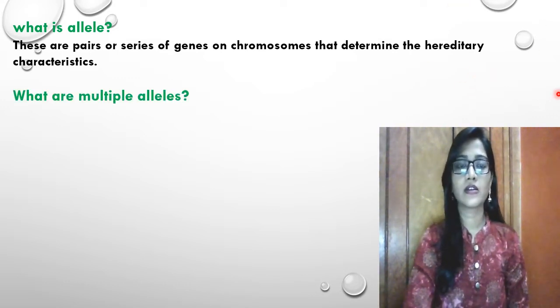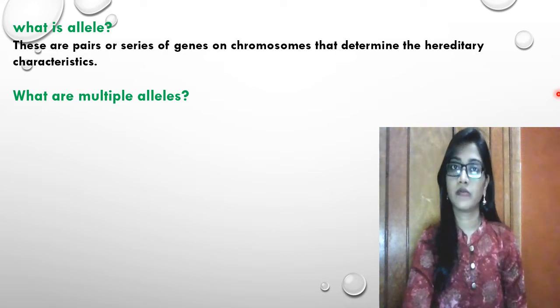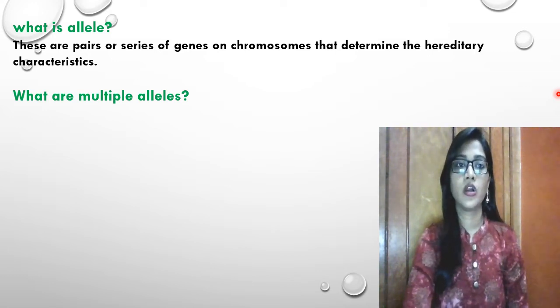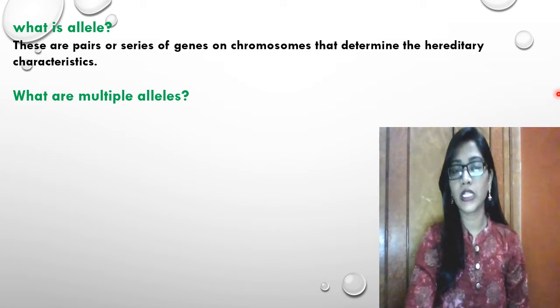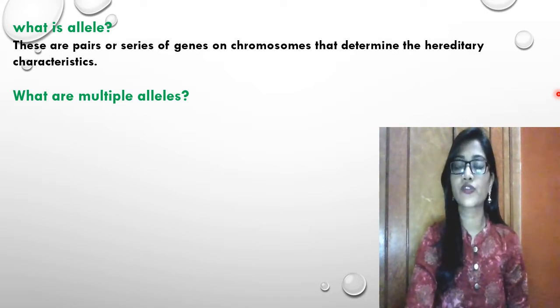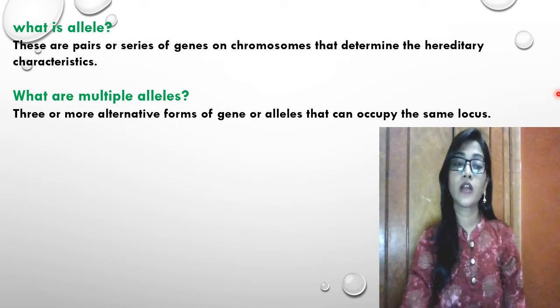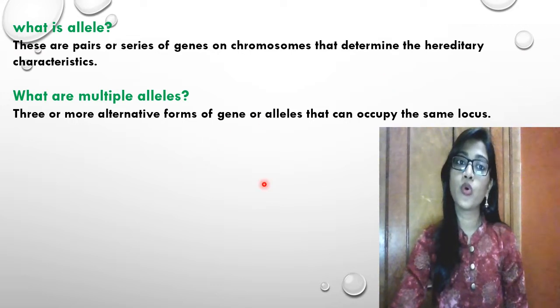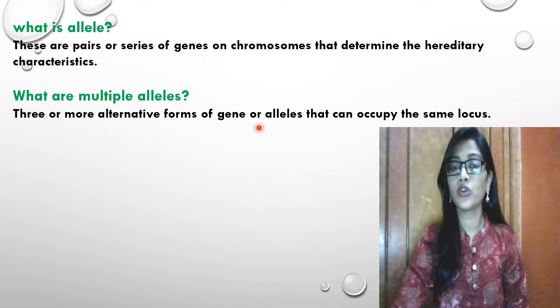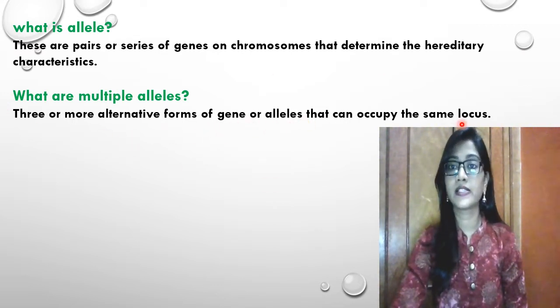The next term you are going to come across is what are multiple alleles, as we are going to study multiple allelism. Multiple alleles are three or more alternative forms of a gene, or alleles, that can occupy the same locus. Now we have studied locus.